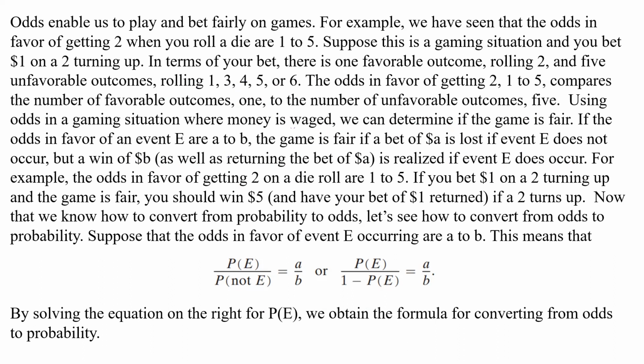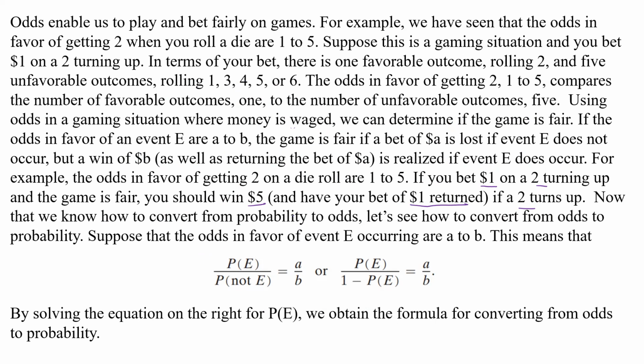So, for example, the odds in favor of a 2 on a roll of a die are 1 to 5. So, if you bet $1 on a 2 turning up and the game is fair, you should win $5 and have your $1 bet returned if the 2 turns up. Now that we know how to convert from probability to odds, let's see how to convert from odds to probability.